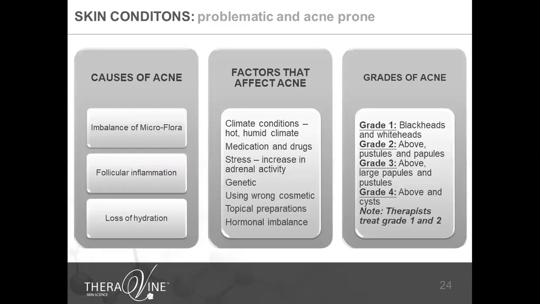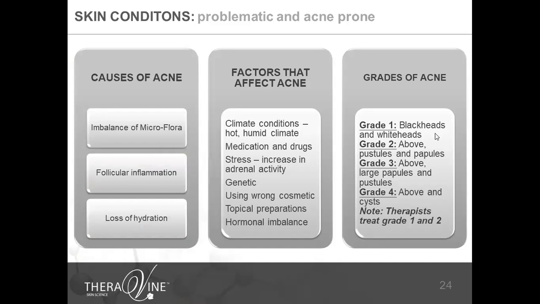Then if we just look at the grades of acne, I want to look at the grades of acne before the causes and factors. So grade 1 is just your blackheads and whiteheads. Grade 2 is the above, so blackheads, whiteheads, pustules, and papules. Grade 3 is then all of the above, so blackheads, whiteheads, pustules, papules, larger papules and pustules. Grade 4 is literally all of the above and cysts.